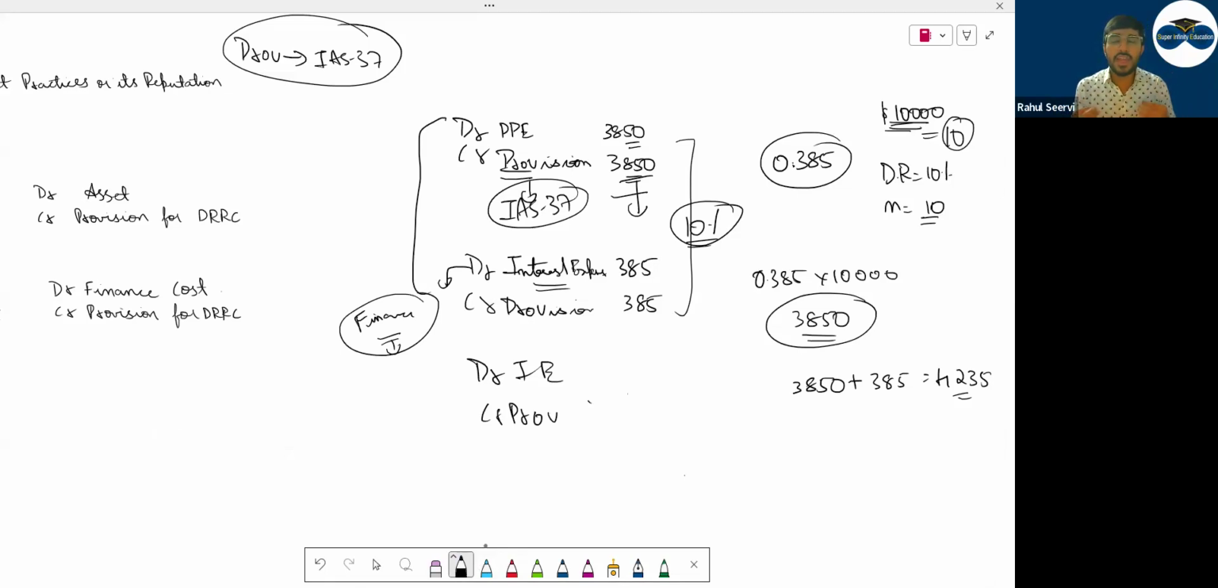Why? IAS and IFRS work on the concept of discounting and recording the values. So once you discount anything, you will unwind it. So when you unwind it, that is an interest expense.